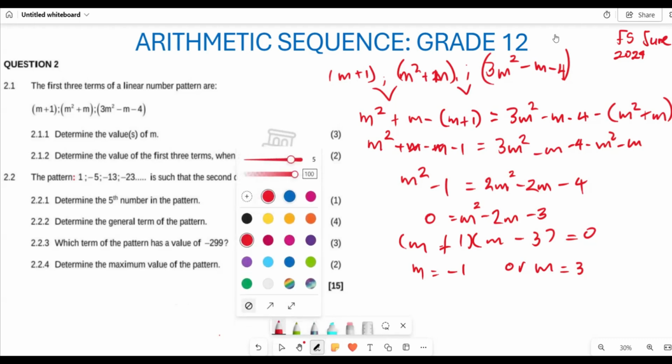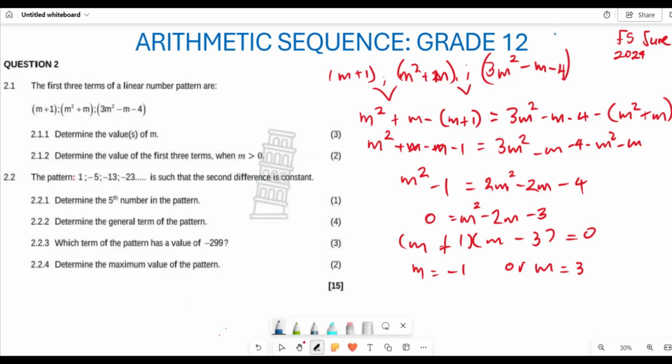Now, let's look at the next question. In the next question, they want us to determine the value of the first three terms where m is greater than 0, right?